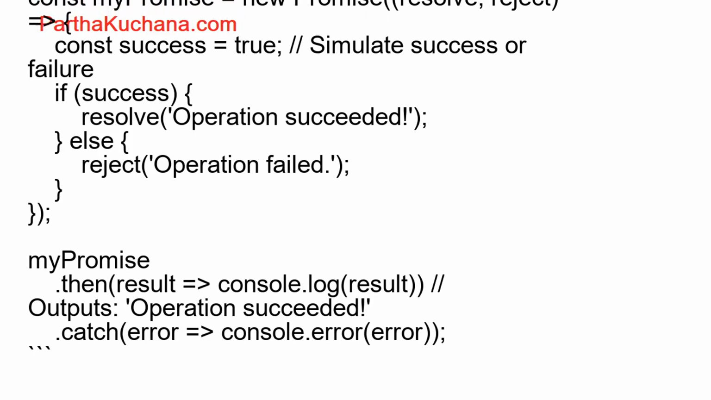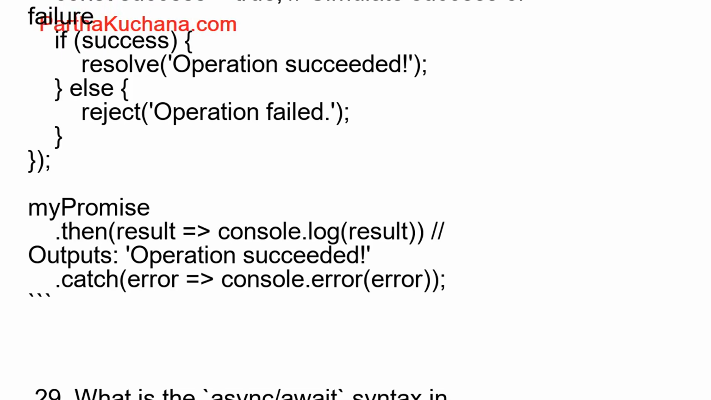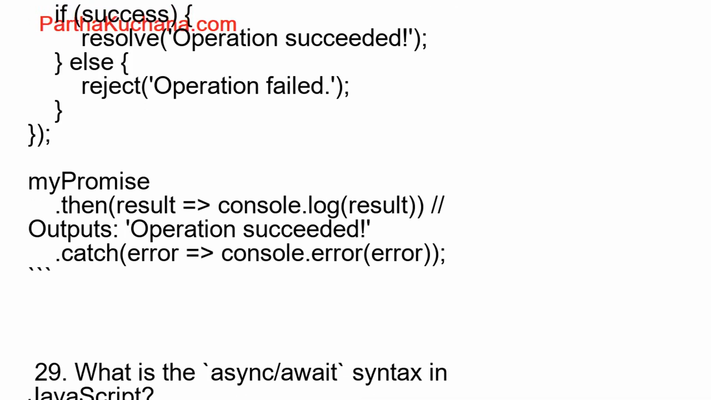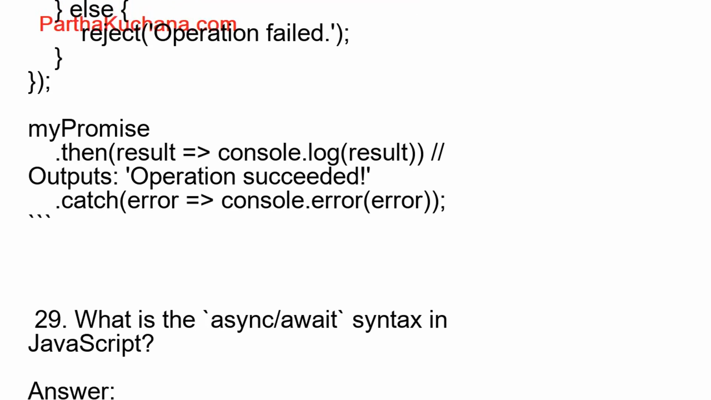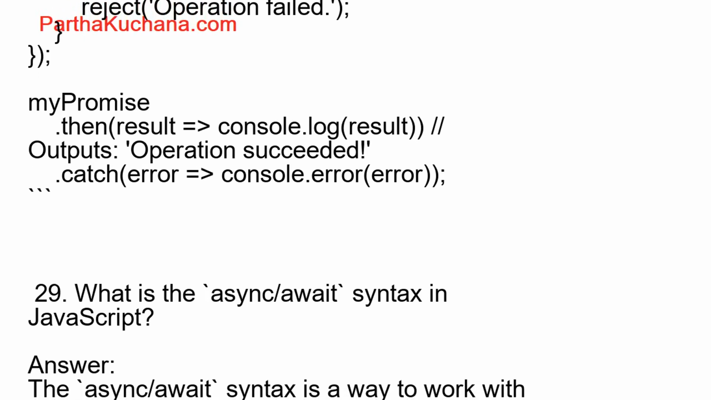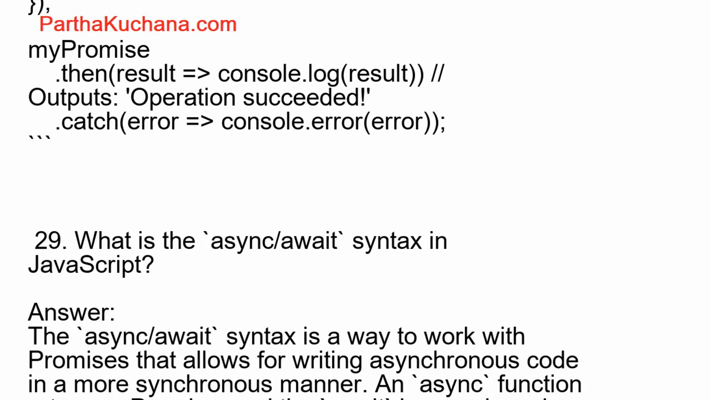outputs hello Alice. 31. What is destructuring in JavaScript? Answer: destructuring is a syntax that allows unpacking values from arrays or properties from objects into distinct variables. It provides a more concise way to extract values from complex data structures.